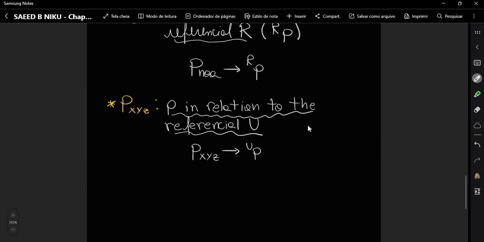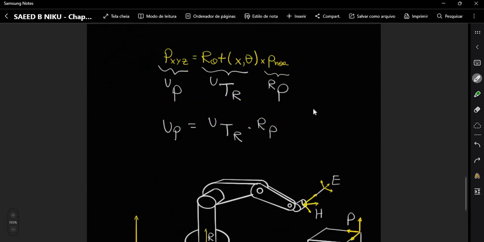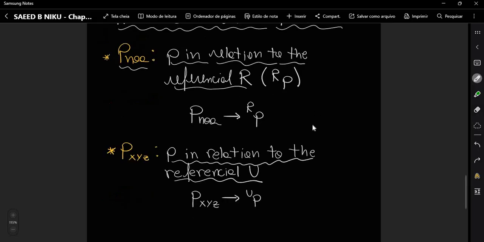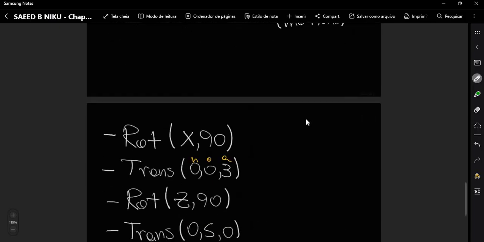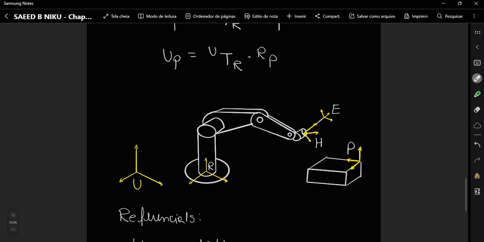in relation to the referential U, but now it is in relation to the referential B, not the universe, it is the referential that we are using, the referential B. If we change right here, it's B.